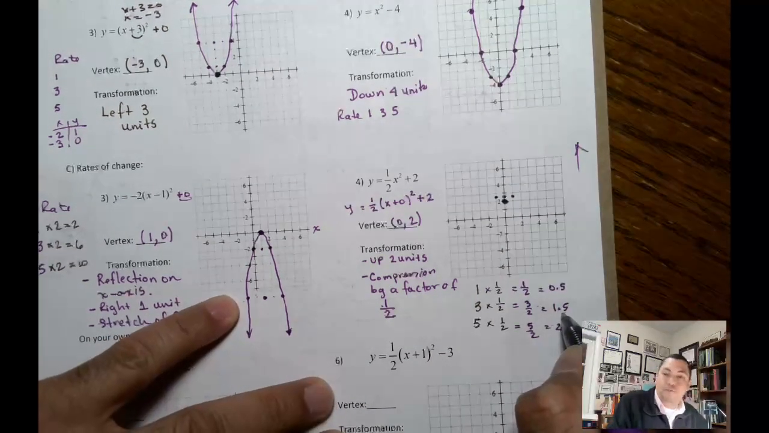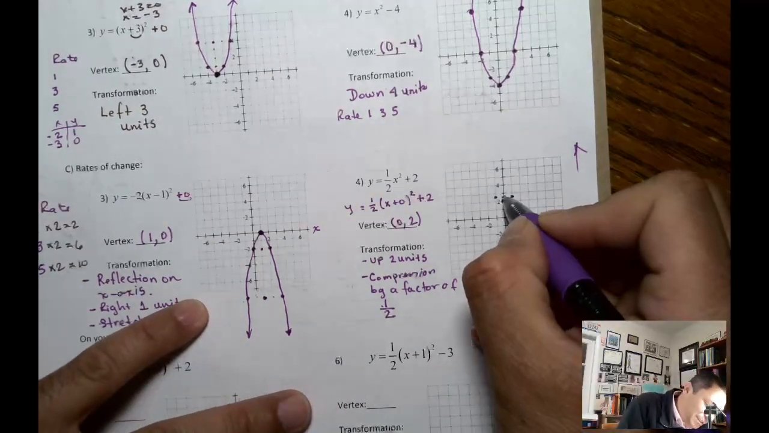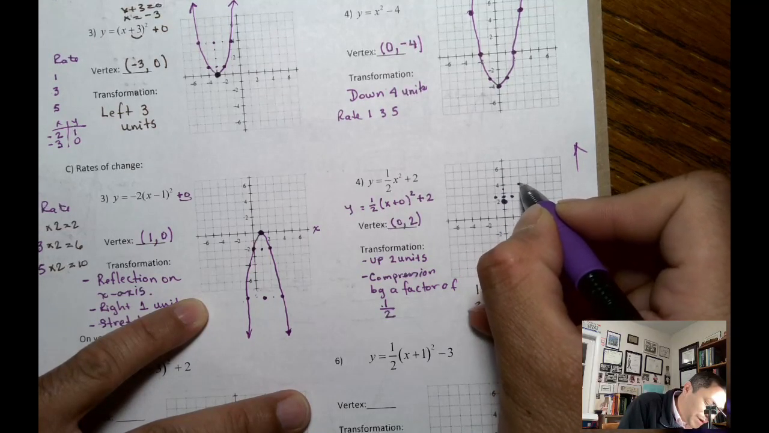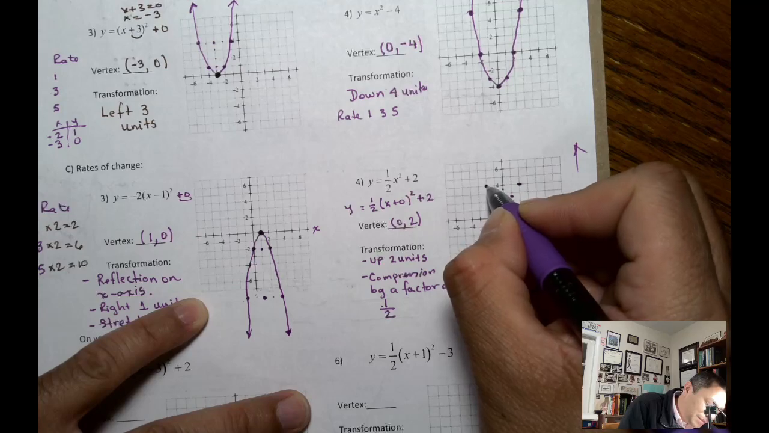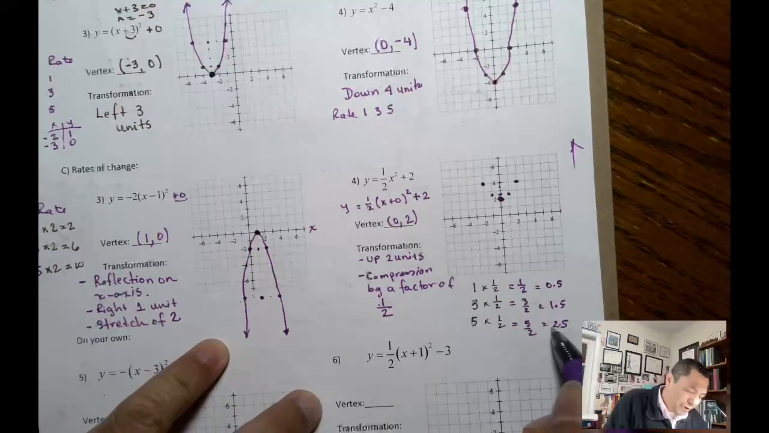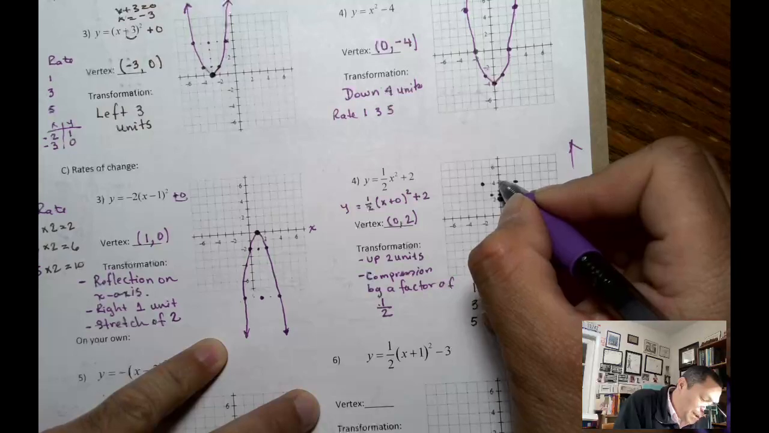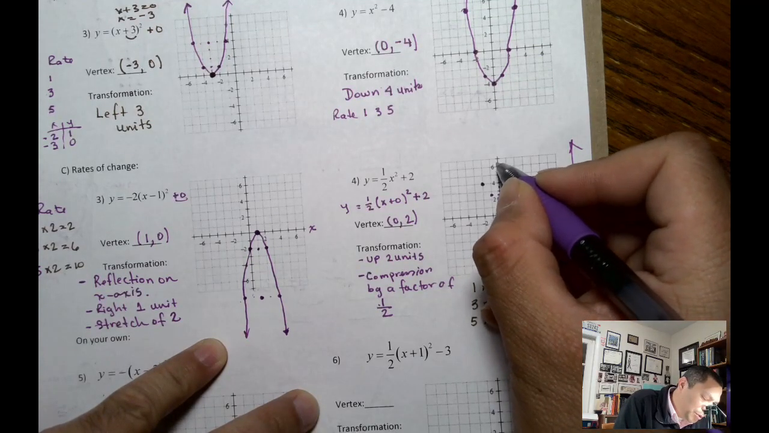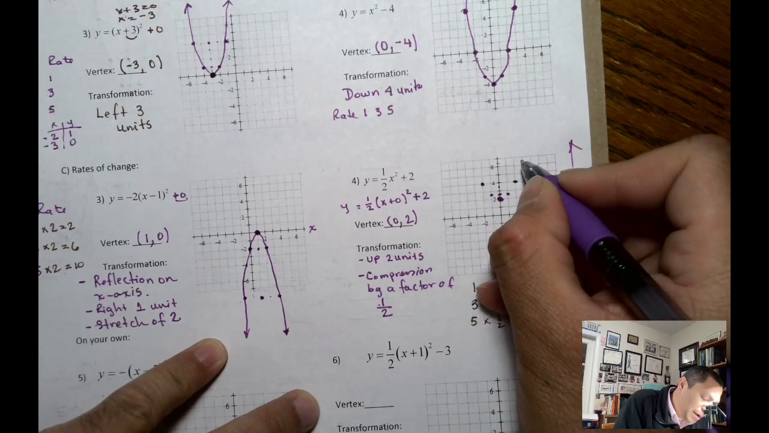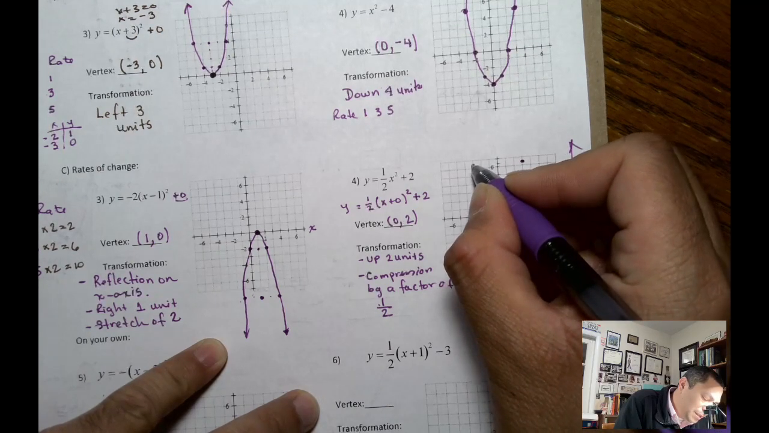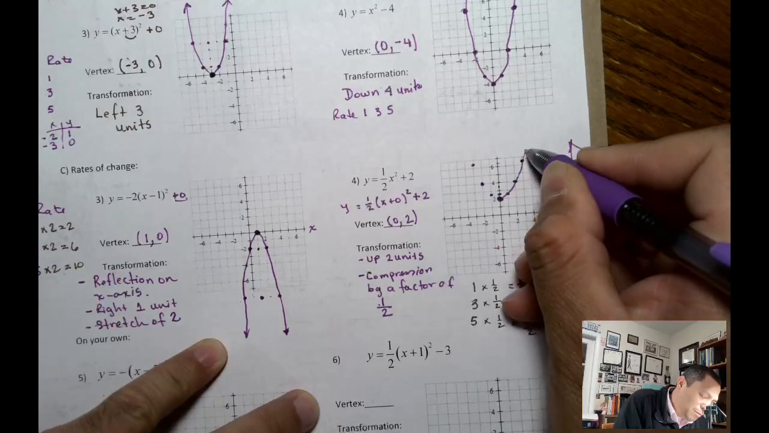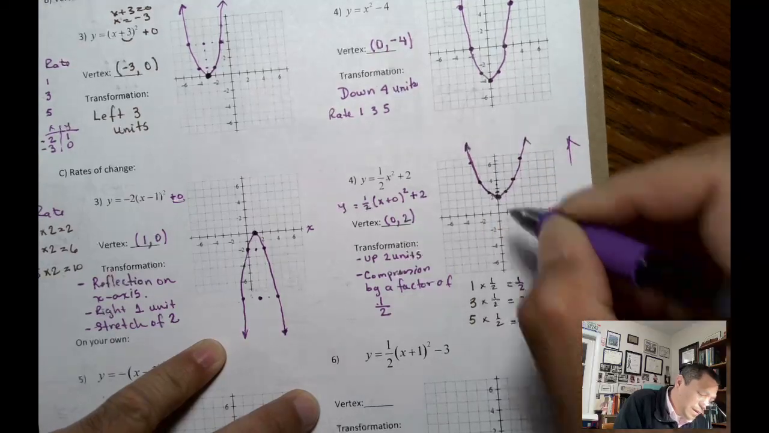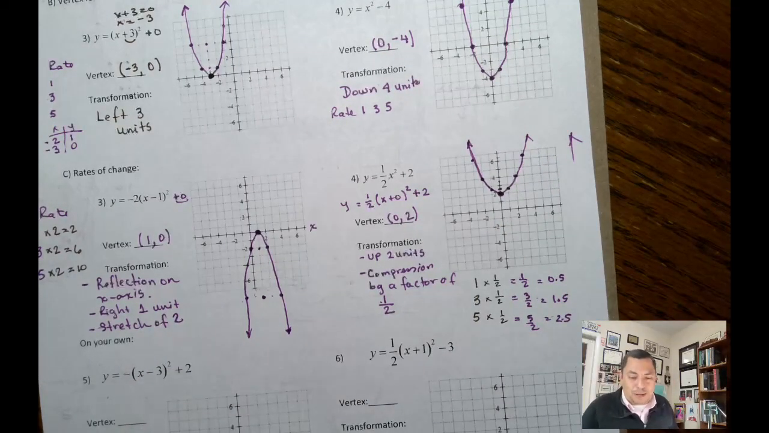Now I go 1.5. So be careful, because now this is 0.5. This is 1 unit, 1.5. 2 to the right and 2 to the left. Okay. From this point, 2.5. So remember, this is half, 1. Then we have 2.5, then 3 to the right, then 3 to the left. And see how this graph is getting wider. And that's my parabola.